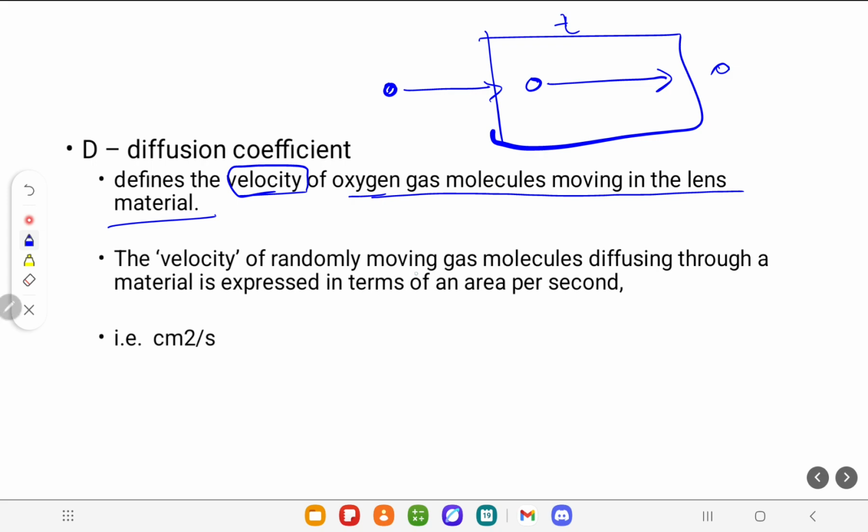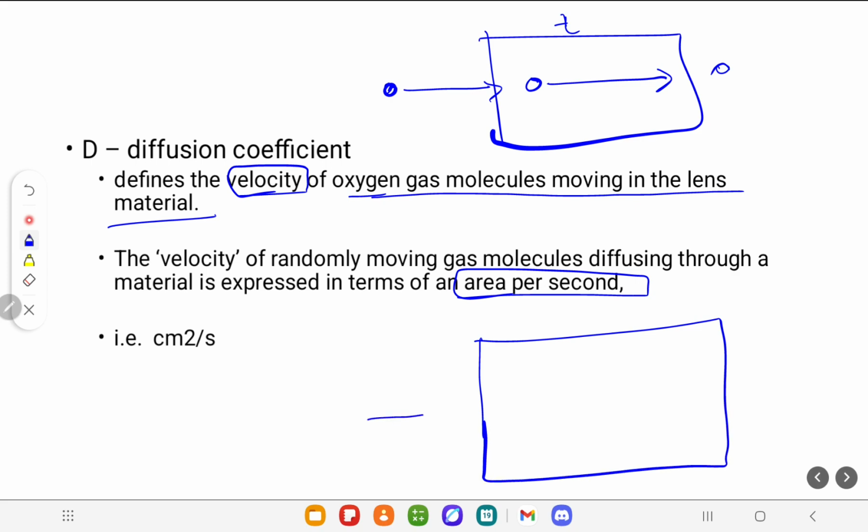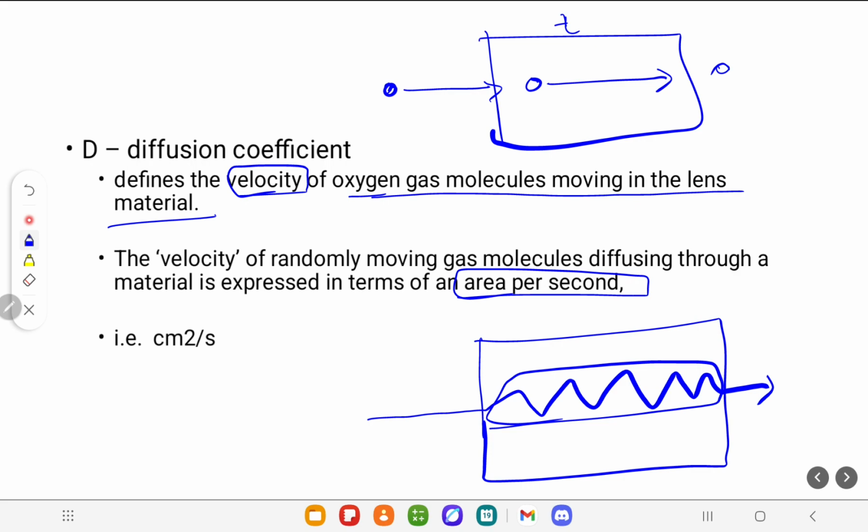Velocity is the random movement of gas molecules diffusing through the material, expressed in terms of area per second. Why area per second? Because the velocity we have learned is meter per second, or centimeter per second. But whenever we are talking about a gas molecule, especially oxygen, it does not pass in a straight line but in a zigzag line, so it covers an area. That's why we take not centimeter per second, but centimeter square per second. This is the important concept.